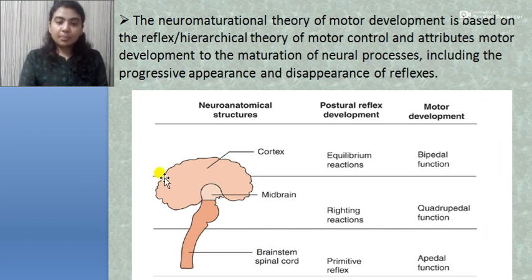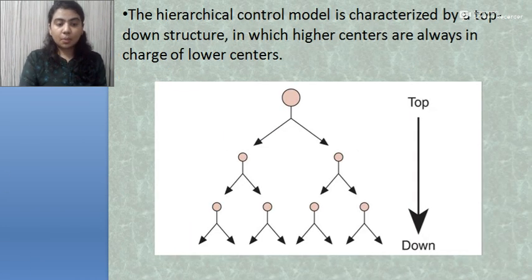These are the important points that we have to consider: how these neuroanatomical structures are related to postural reflex development, and how this development is related to the motor development, right? This is a top-down approach, that is a hierarchical control. If we talk about the system-based approach, it can be a down-top approach or it can be heterarchical also, right?